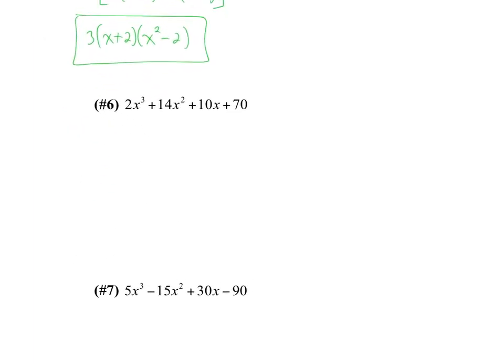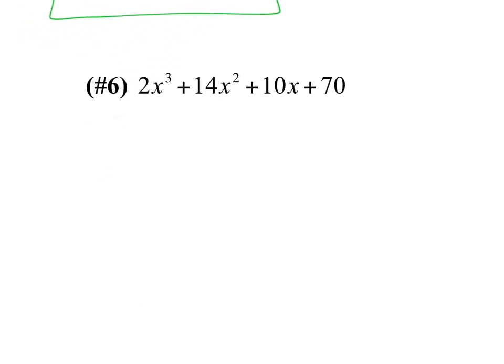All right, 2 more examples. Here we go. 2x cubed plus 14x squared plus 10x plus 70. All right, is there a GCF we can pull out of here? Well, all these numbers are even, and the biggest factor of 2 is 2, so we're going to pull out a 2. So when we divide that, we're going to get x cubed plus 7x squared plus 5x plus 35.